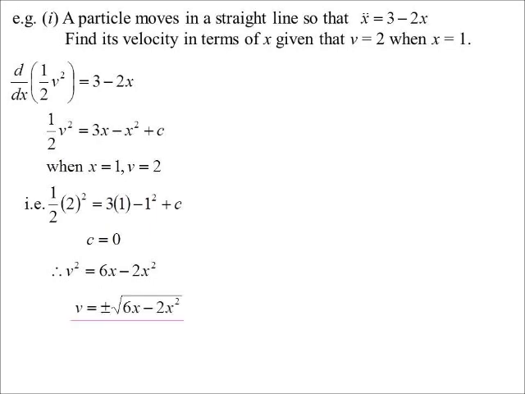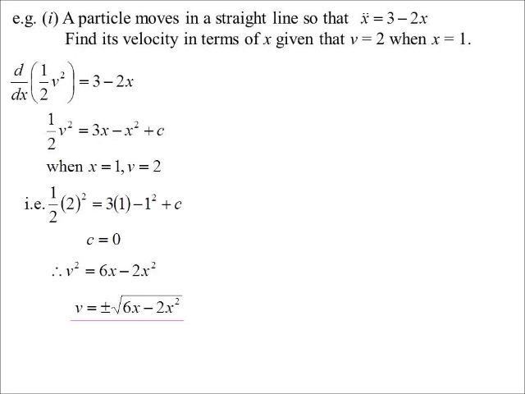So velocity is plus or minus. And you might be thinking, hang on a sec, how can an object have two velocities? But remember, we've taken time out of this. So it can be at a particular point at two different times. One time it might have a velocity of positive the square root, so it might be moving to the right, but another time it might be moving to the left. So it is possible to have two velocities. We're just talking about two different times. So velocity is plus or minus the square root of 6x minus 2x squared.